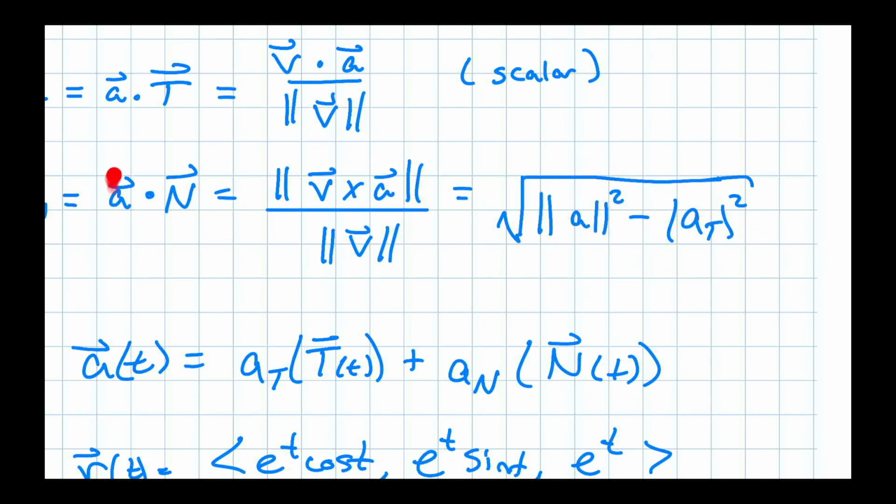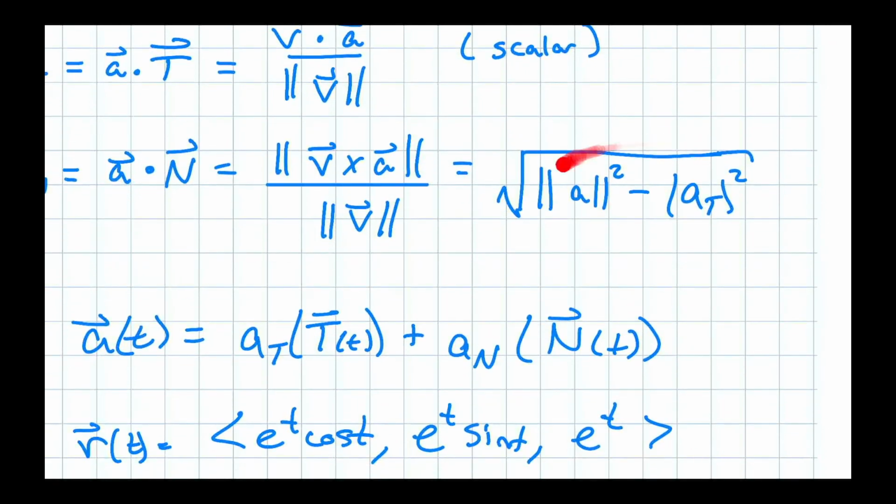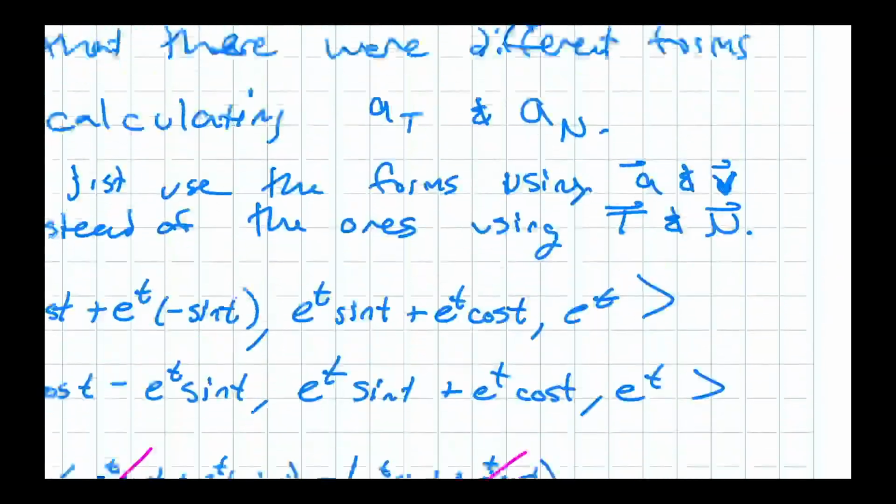So I like this one, right? But I'm thinking about it. Do we want to do this? Do we want to do this for calculating AN? And this looks the easiest, but stop and think. Is it the easiest before you pick one?